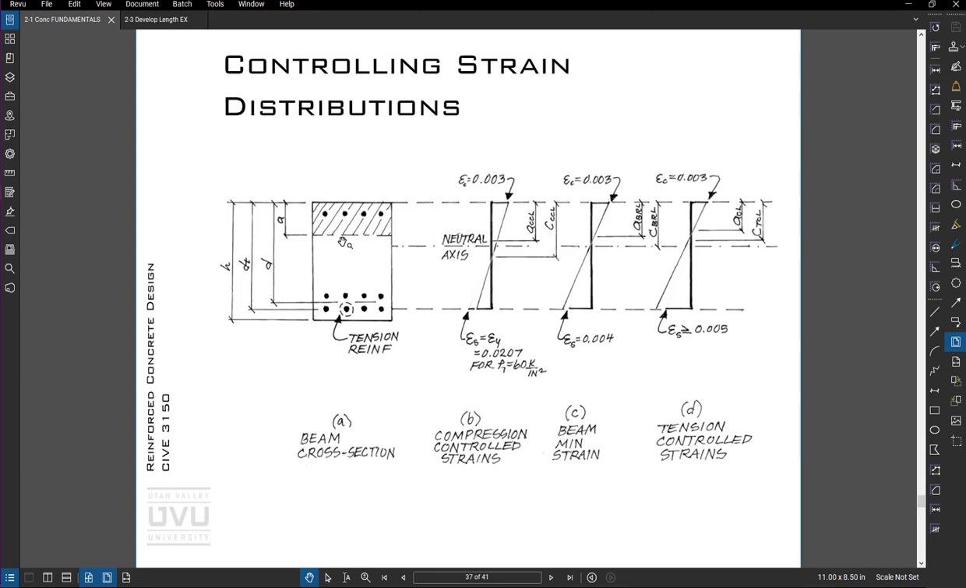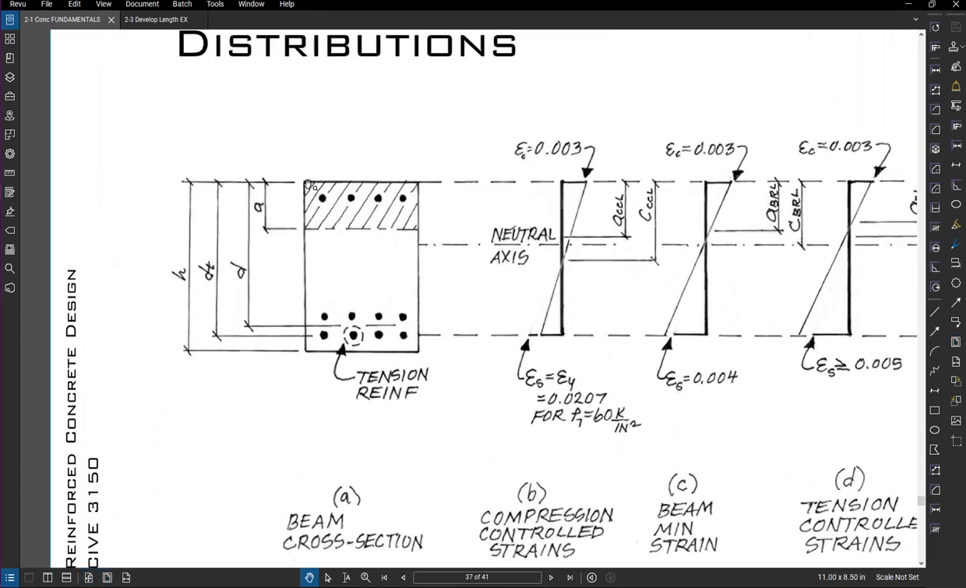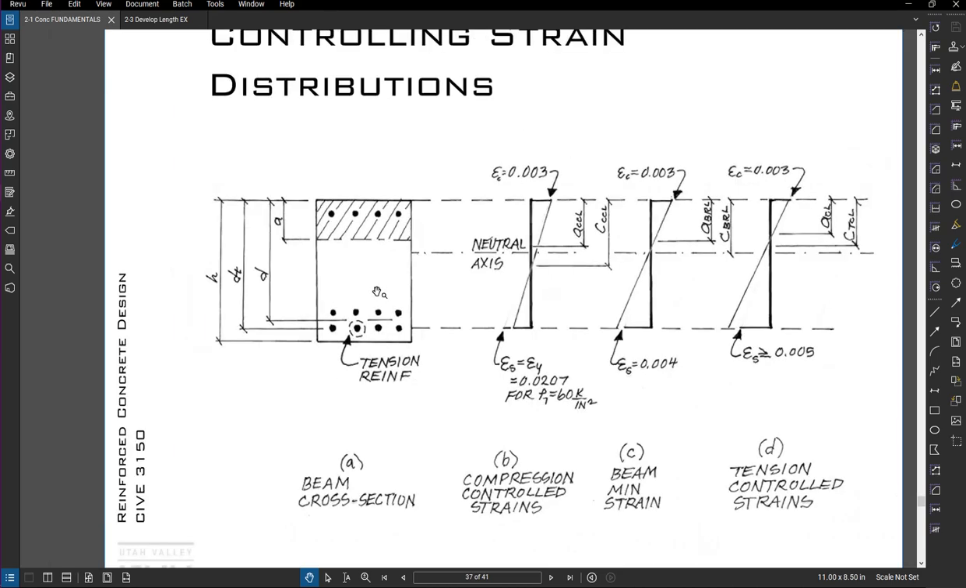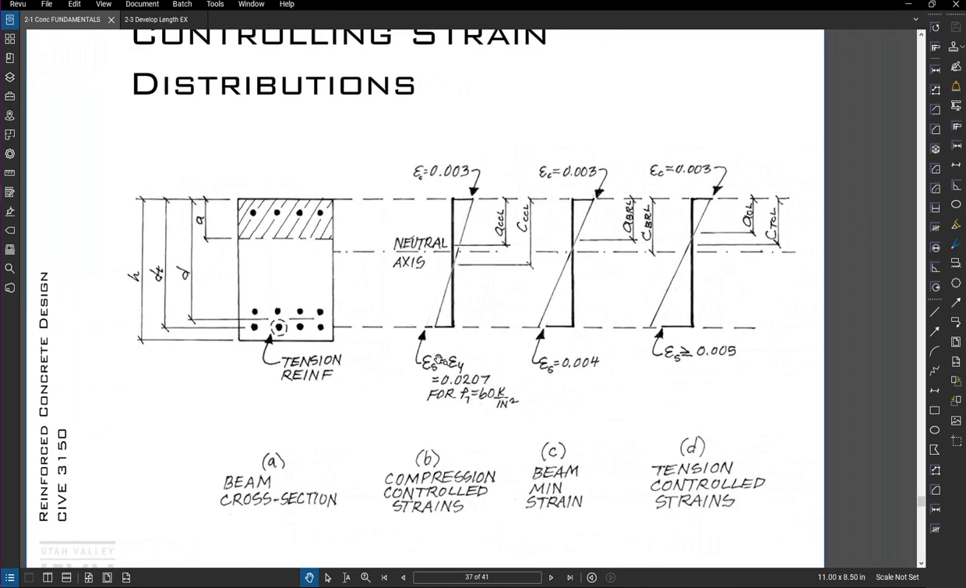So if we look at these distributions, if this is our cross section of a beam, we have a compression zone, which is hatched up here. It has some bar in it. And then we have our tension reinforcing. For a compression controlled, if we look at the strain distribution, so we're taking it from the tension, the bottom layer of tension reinforcing to the top of the beam, and we draw a straight line.